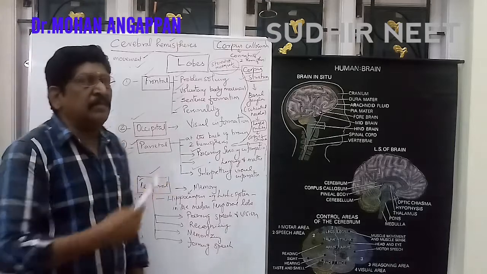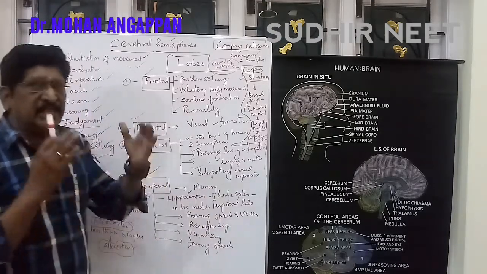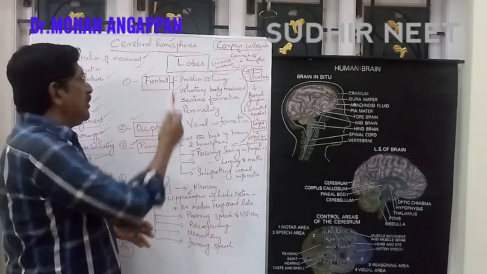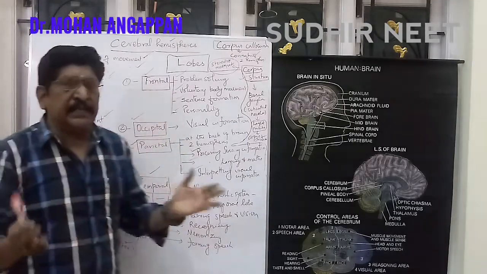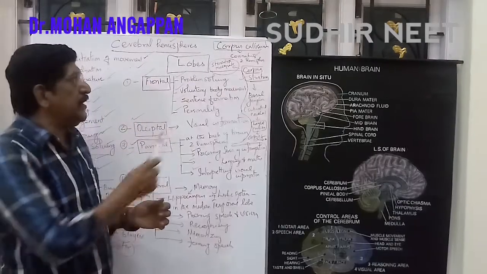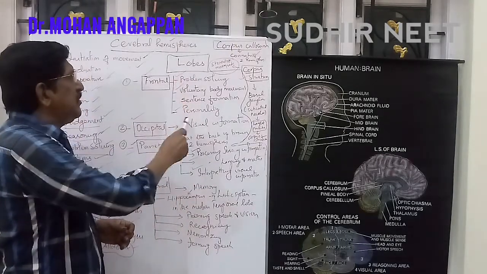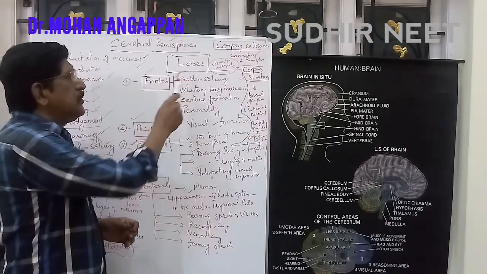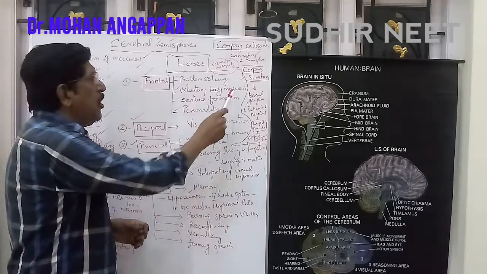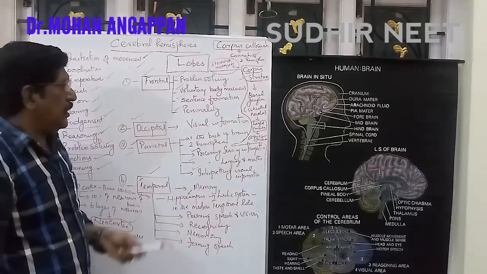And then sentence formation. So if we want to talk, to convey a message, the sentence formation is done by the frontal lobe. And then personality: the whole psychological and physical personality is maintained by the frontal lobe. So 4 main functions of the frontal lobe: problem solving, voluntary body movement, sentence formation, personality.